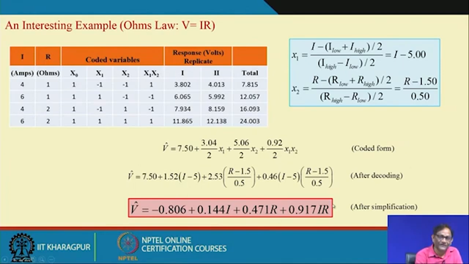Now, if you use coded variables, what you are getting is not V equal to IR, which is Ohm's law, but V equal to this plus this plus this plus this. So there is an interaction term here. In order to preserve this law, the constant and the other two terms should be statistically insignificant, then we will not consider them; we will consider only the interaction term and we will get the results.